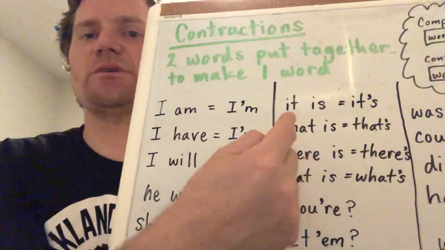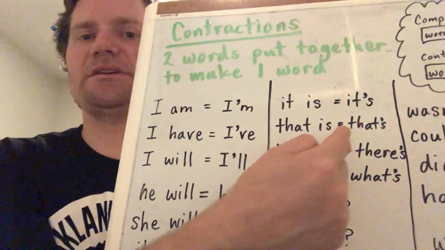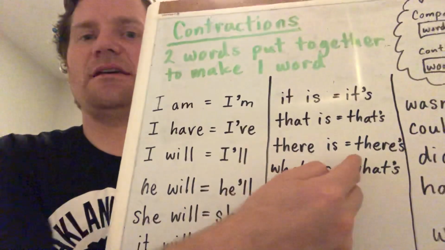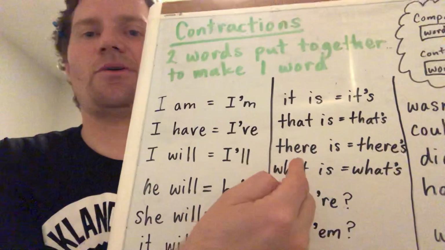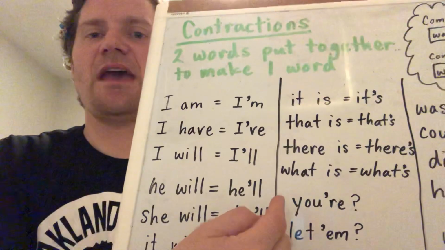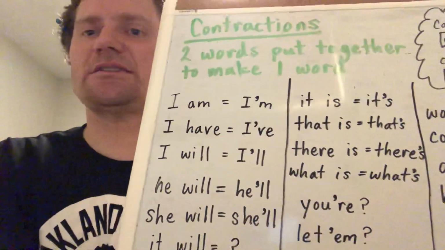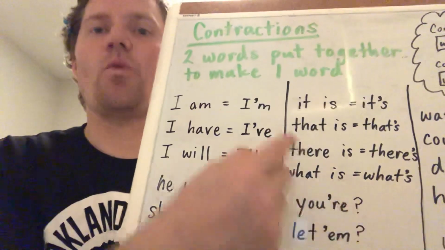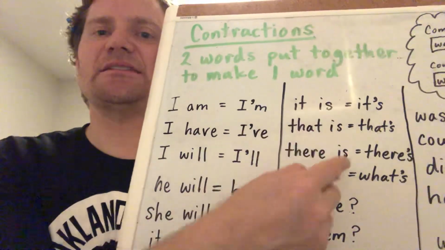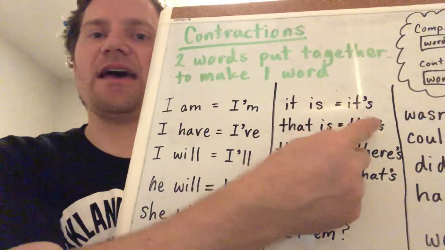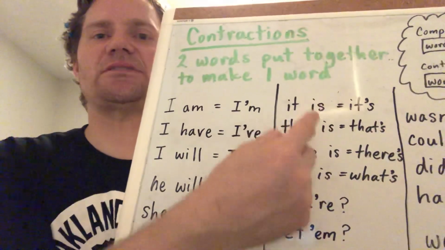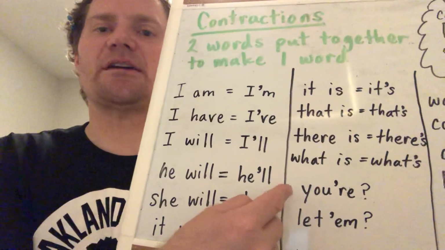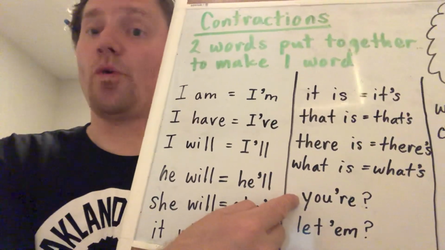You can see the first word is still there. That is becomes that's. The word that stays there. There is becomes there's. The whole first word is there, right? And what is becomes what's. The whole first word, what, is there in the contraction too. What is changed is the word is. You can see that we have an S, but the apostrophe is to show that the I has been removed, okay? So if we were to look at a couple examples down here, your.